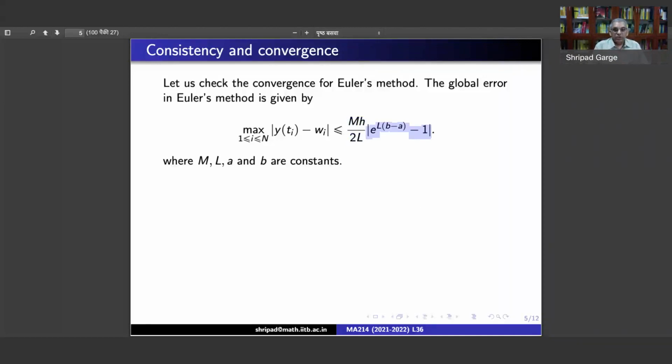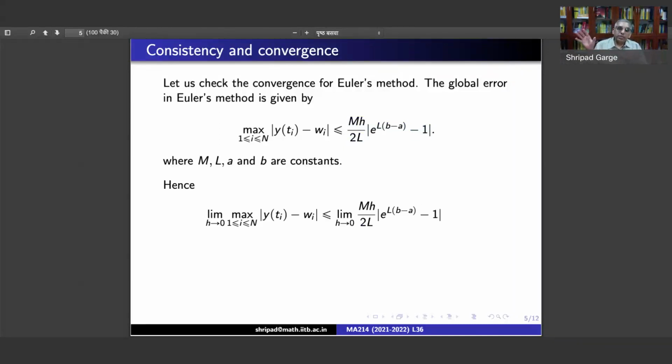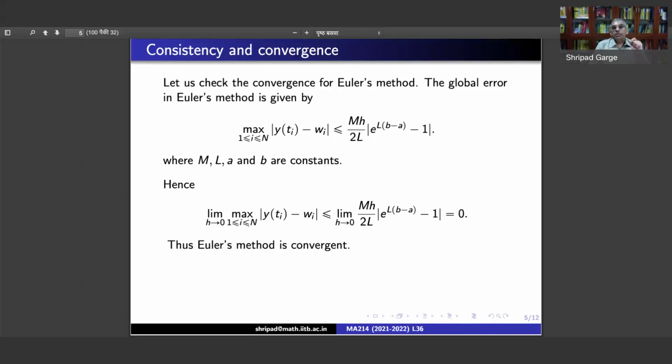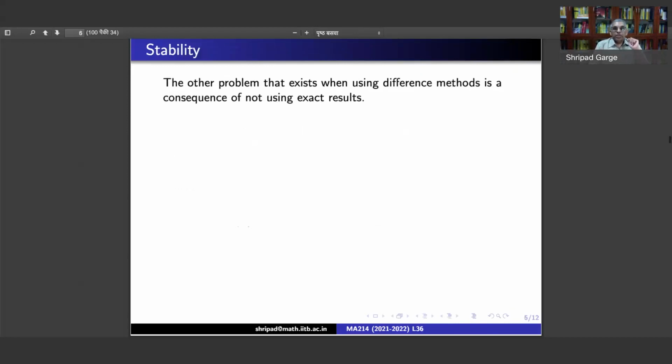So therefore, when you take the limit as h goes to 0 of the left-hand side, this is less than or equal to the limit of the right-hand side as h goes to 0. But the left-hand side is also greater than or equal to 0. It's a limit of some modulus values, a limit of non-negative values, and therefore the whole thing is equal to 0. So Euler's method is a convergent method. It's a nice method compared to many other methods.